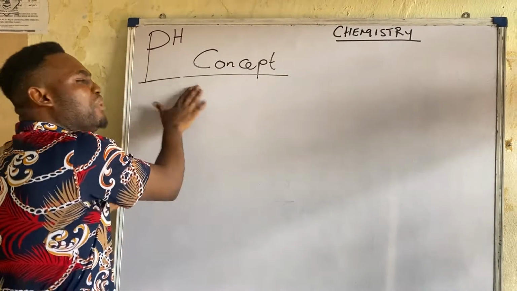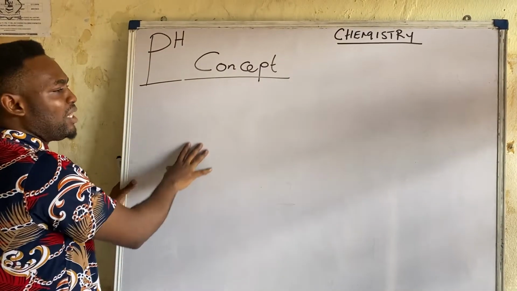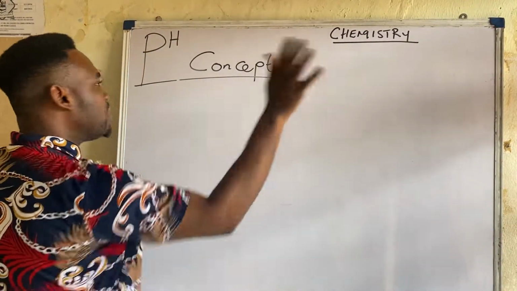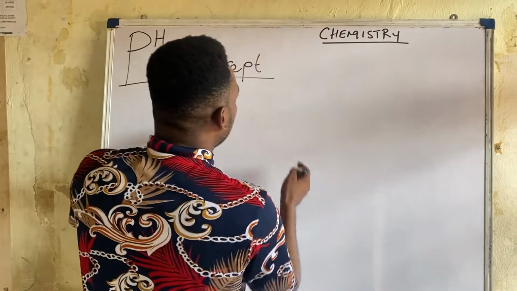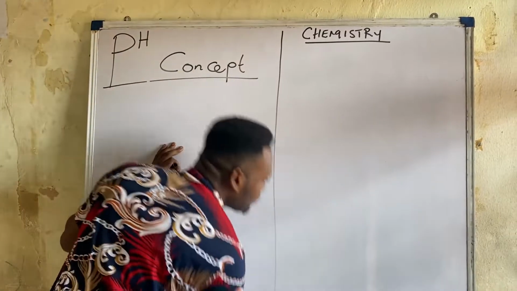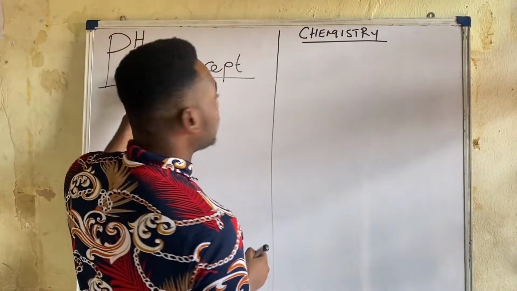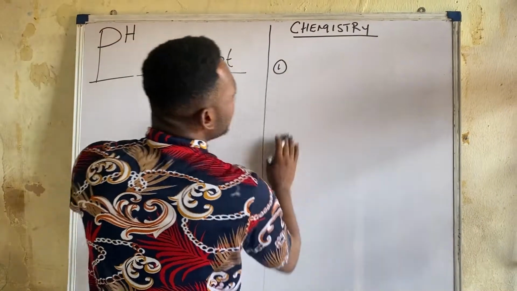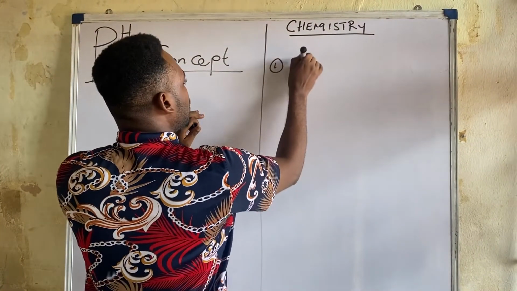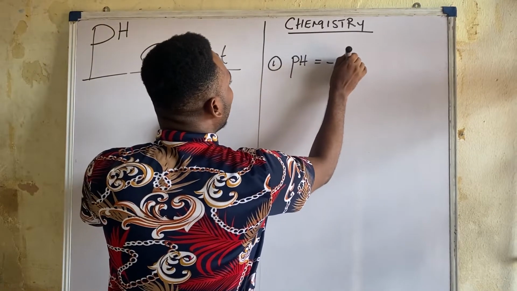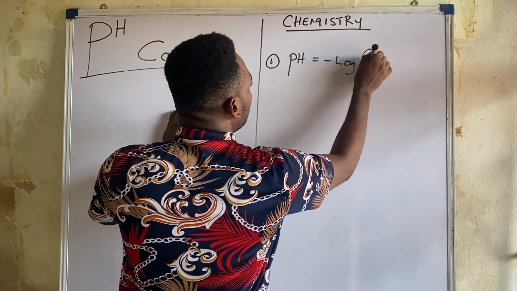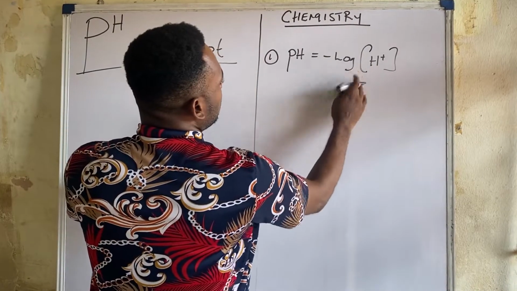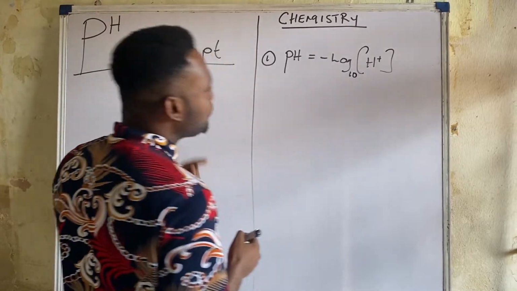Now, in chemistry, there are basically some formulas we use to get pH. I don't want to waste our time, I'm going straight to the point. These are the following formulas that we'll find useful when calculating pH. Number one, pH is equal to the negative logarithm of the hydrogen ion concentration measured in base 10. Please, this is base 10.